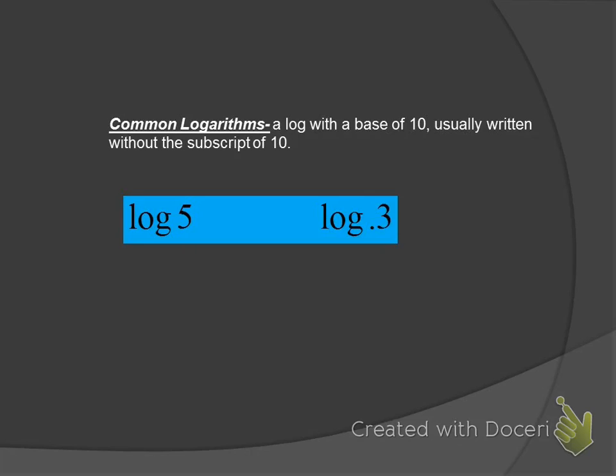The other part, since it is the most common one of all, notice how it says it's usually written without the subscript of 10. So it's just log of 5, log of 0.3, log of this. Which also means that log button on your calculator, right here next to 7, has a base of 10. Make sure you know what a common log is. That'll be a vocab question on your test. Common log: a log with a base of 10.